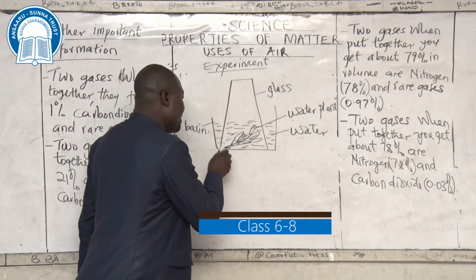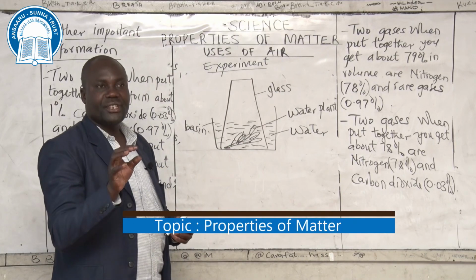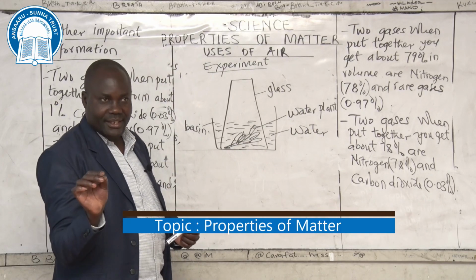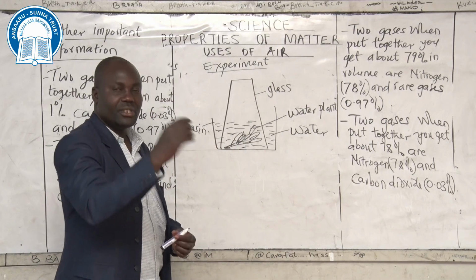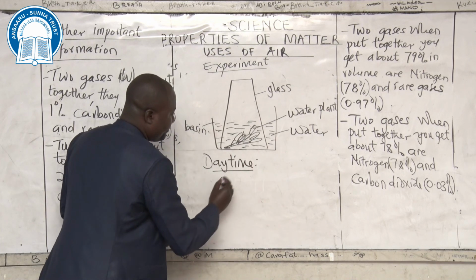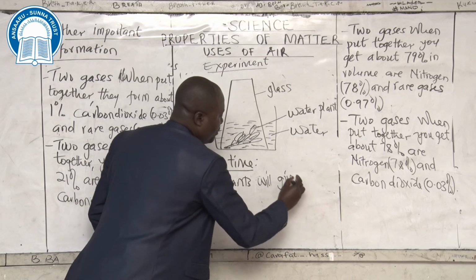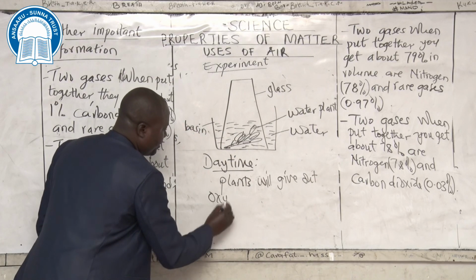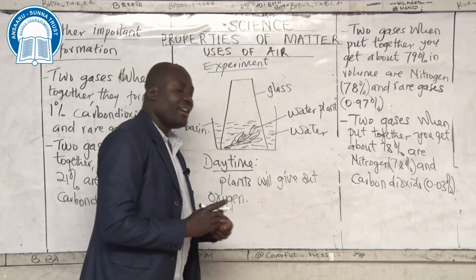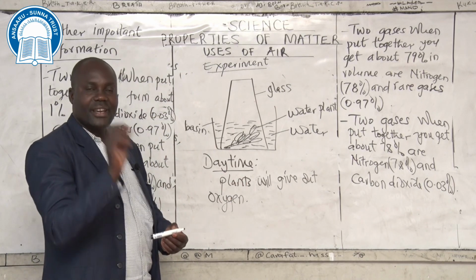If they carry out this experiment during daytime, then it means plants give out oxygen. Why? Because these plants inside here will be carrying out photosynthesis by using carbon dioxide and give out oxygen. So during daytime, the plants will give out oxygen gas. But if it is carried out at night, this plant here is going to use oxygen for respiration, and the plant will give out carbon dioxide.